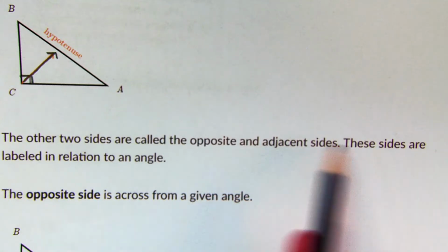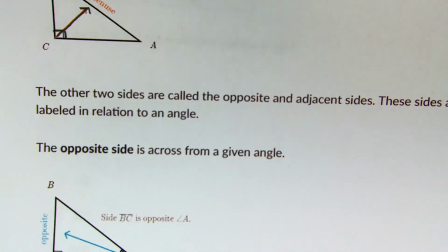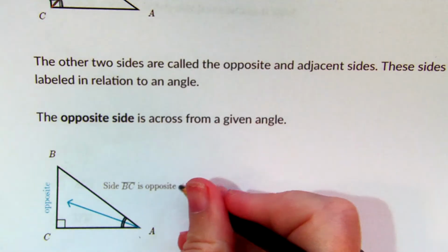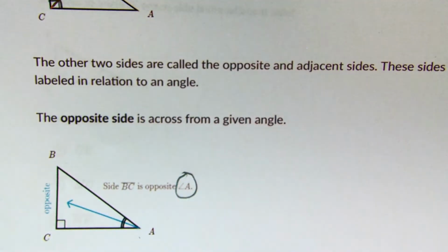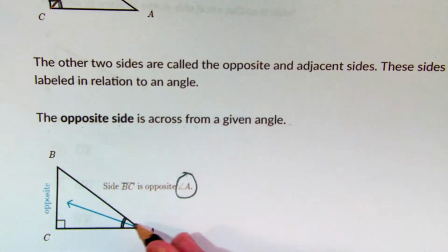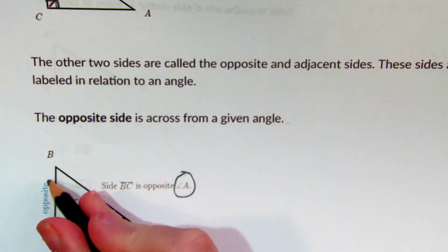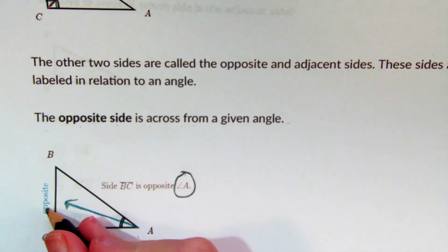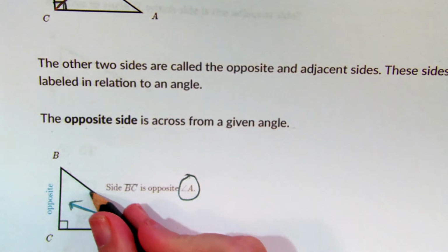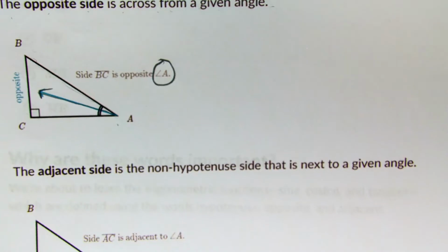The sides are labeled in relation to an angle. So you have to decide which angle you're talking about. We're going to be talking about angle A. For angle A, the opposite side is across from the given angle. So here's angle A, and this is the opposite side, because it's across from angle A. This is the hypotenuse. So the side that's left is called the adjacent side.